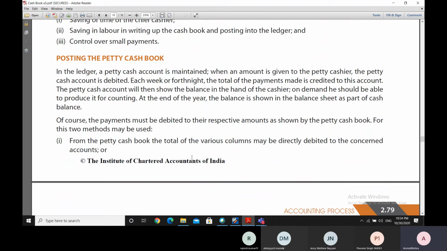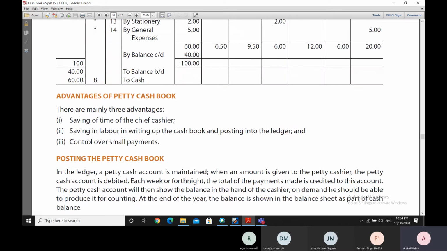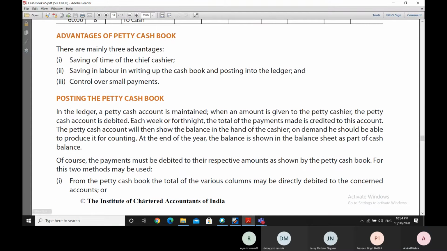Now we come to the posting of the petty cash book. In the ledger, a petty cash account is maintained, and when an amount is given to the petty cashier, the petty cash account in the ledger will be debited by that amount. For example, here 60 rupees is being given to the petty cashier, so the petty cash account in the ledger will be debited by this amount. Now, each week or fortnight, the total of the payments which are made is credited to this account.